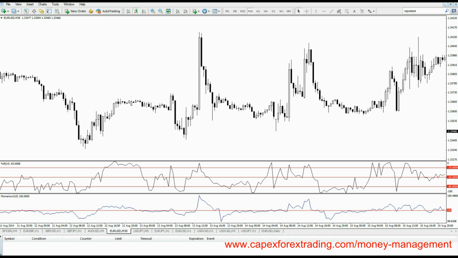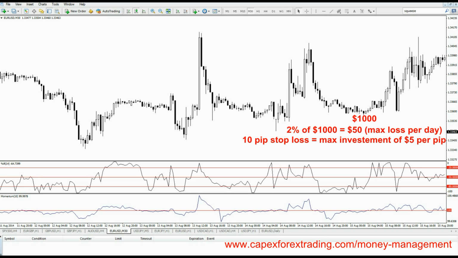So let's say that you've got $1,000 in your trading account. Now 2% of 1,000 is $50. So $50 is the maximum that you're allowing yourself to lose per day. So if you're using a 10 pip stop loss, the max that you should invest is $5 per pip. And the reason for that is because $5 times 10 pips, which is your stop loss, equals $50, which is your maximum loss per day, which of course equates to 2% of your total investment.